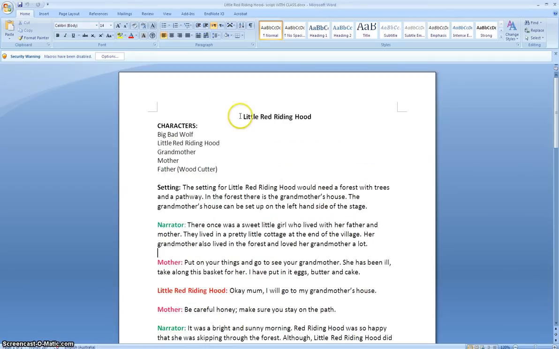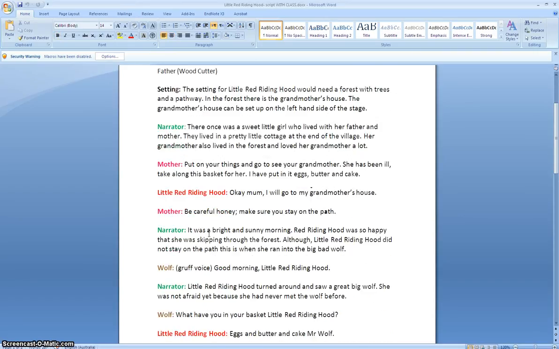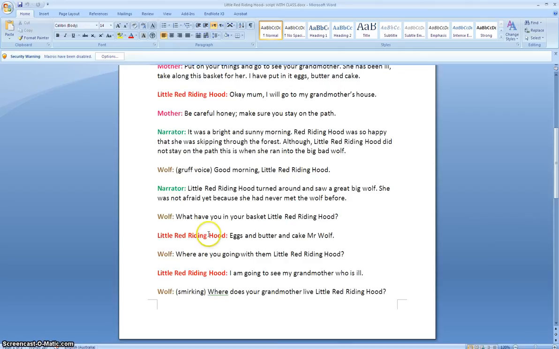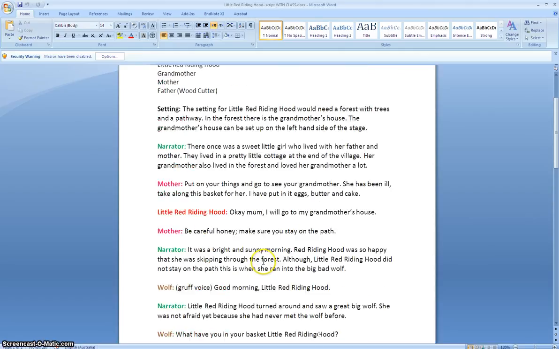So this is what we ended up coming up with from the lesson. We had the heading, they learnt to include the characters, then the setting, and then they had a look at the dialogue and who would speak. And having this all on the interactive whiteboard and the use of ICT really helped this lesson flow.